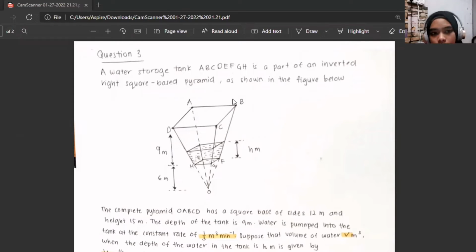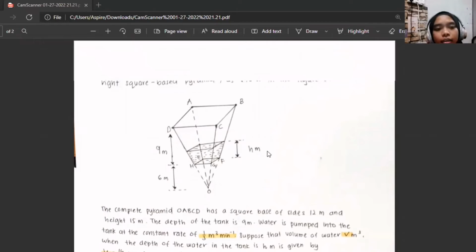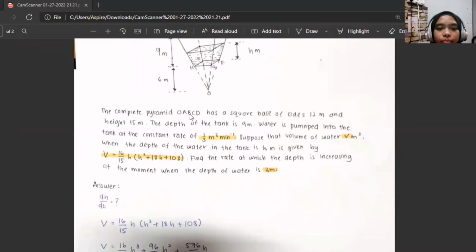So now I will explain question number 3. In this question, it said that a water storage tank ABCDEFGH is a part of an inverted right square base pyramid as shown in the figure below. So this is the figure. And the complete pyramid OABCD has a square base of size 12 meter and height 15 meter. The depth of the tank is 9 meter.